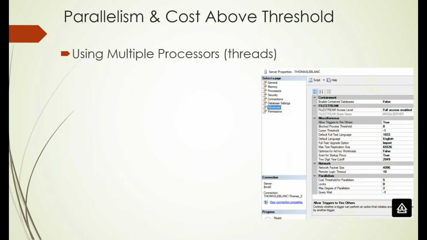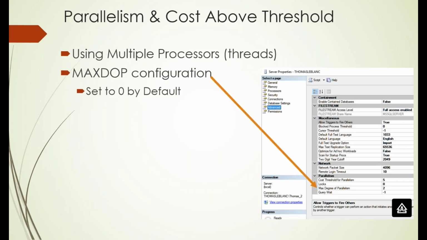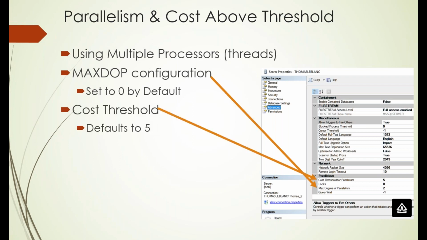and we're going to go back to our slides. Now, a big deal for a lot of people is this parallelism and cost above threshold. So if you have multiple processors, which most people do unless someone's giving you a VM with only one processor, you actually have multiple threads that perform the work for you. In the configuration of a SQL Server instance, you have a max DOP configuration. It's set by default to 0. You also have a cost threshold for parallelism, which defaults to 5.